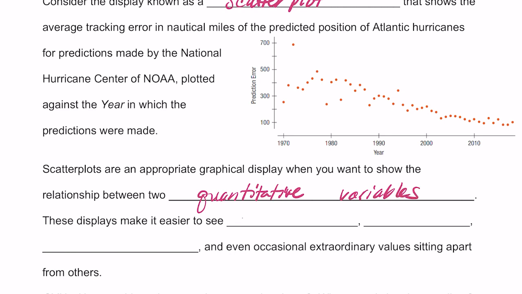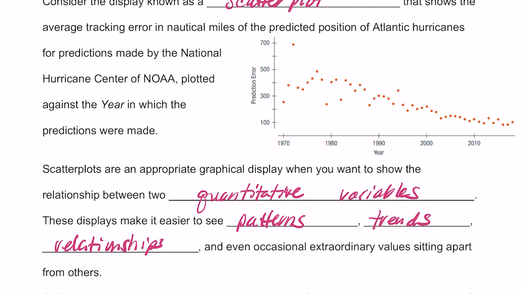These displays make it easier to see patterns, trends, and relationships between the two variables, and even occasional extraordinary values sitting apart from the others. As you're looking at the scatter plot, pause the video and write down how you would interpret the scatter plot above. What story is it trying to tell us? Then you can unpause it when you're ready to review it.